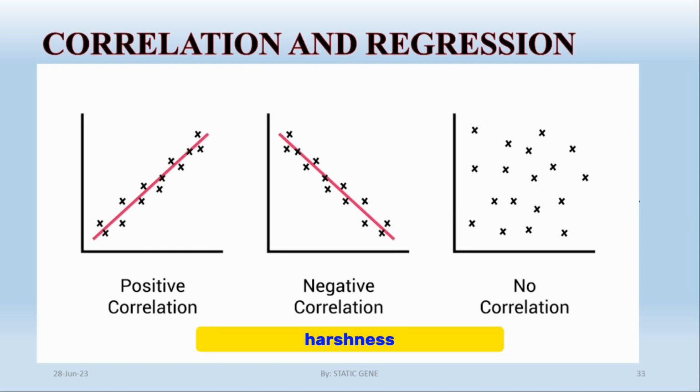Negative correlation. Increase in harshness of a teacher results into decrease in student marks. That's negative correlation. Then no correlation, like if there is no pattern at all. Increase in this does not even cause a change in the other one, so there is no pattern at all. That will become a no correlation. So that is correlation, generally how it is applicable in statistics. But how about regression?